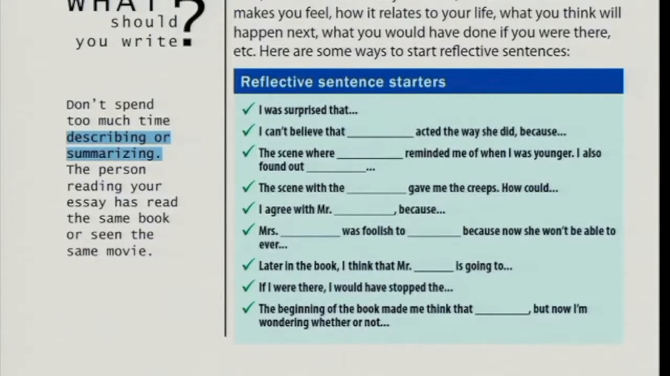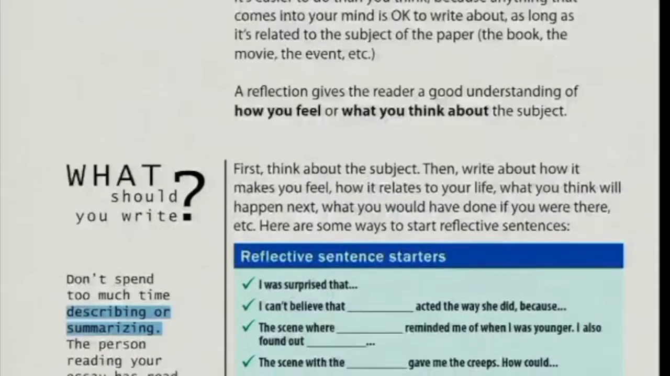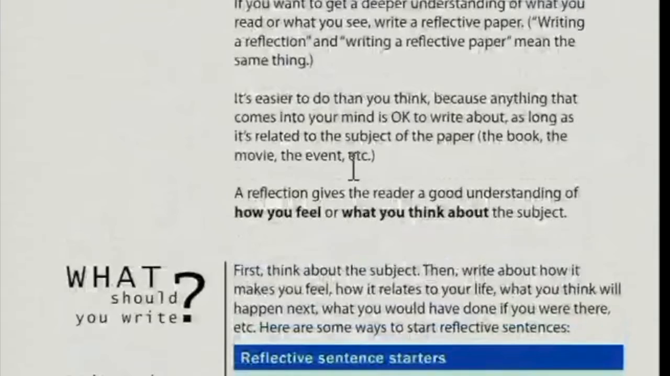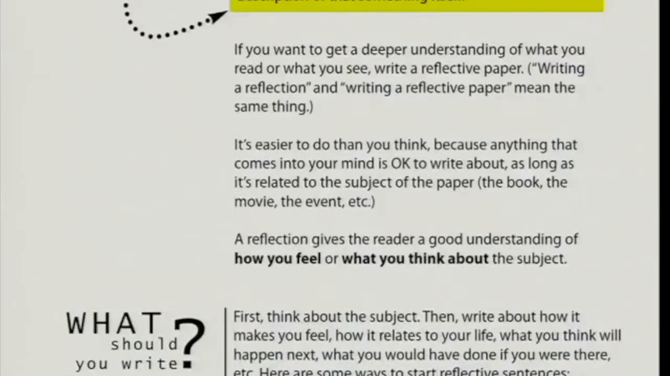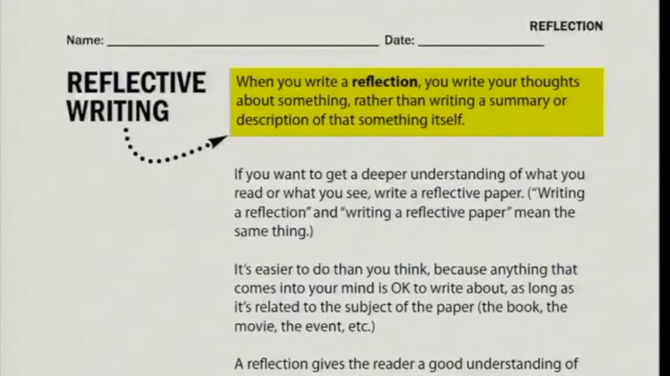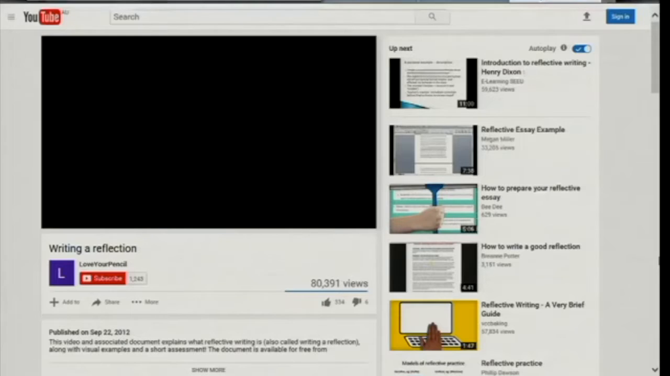But then you're going to go on and you're going to talk about how you felt about what happened and what happened to Sheila as a result, and did it remind you of something that happened to you or somebody that you knew, and so forth. And so don't be afraid to write a little bit of description or a little bit of summary, but most of it should be on just telling the reader how you felt or what you thought about the subject of the reflective writing.